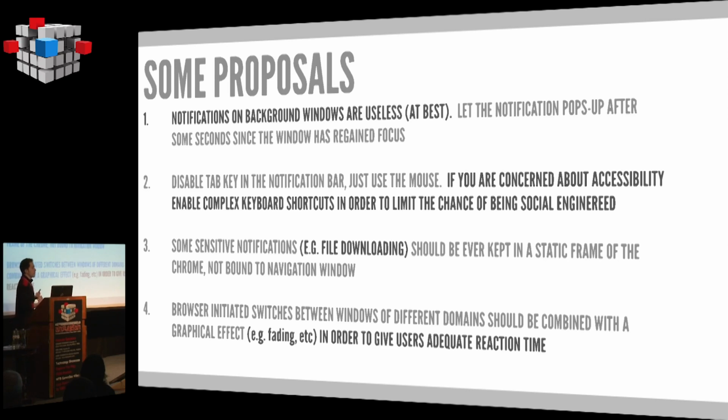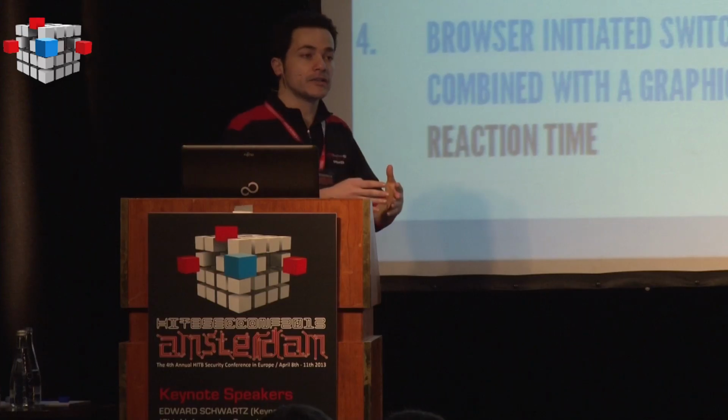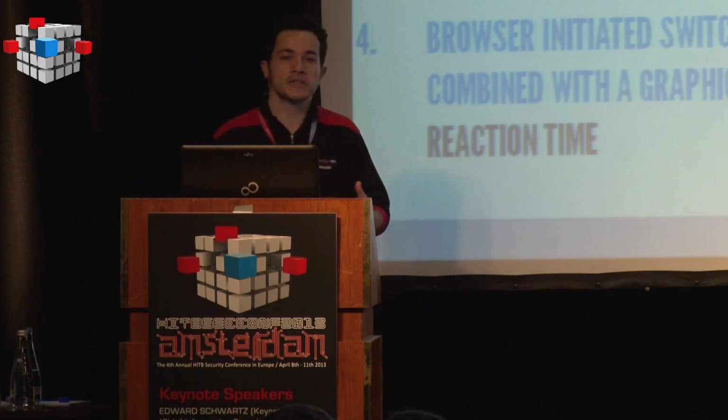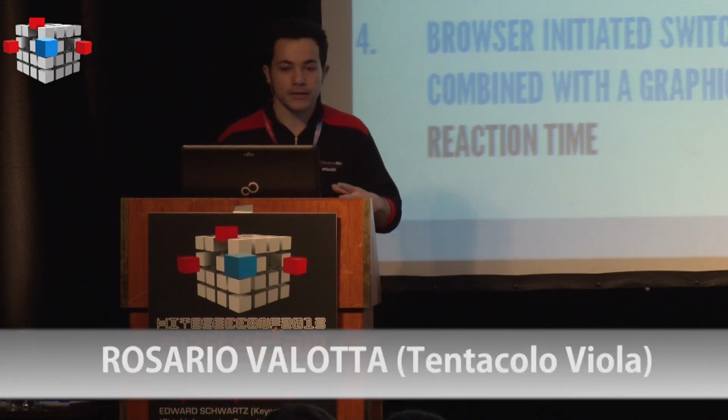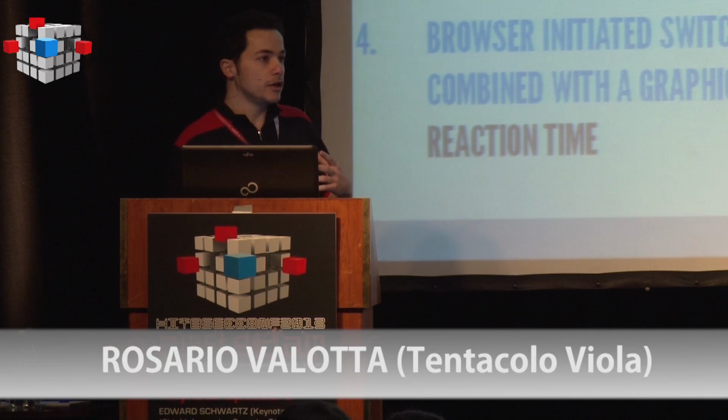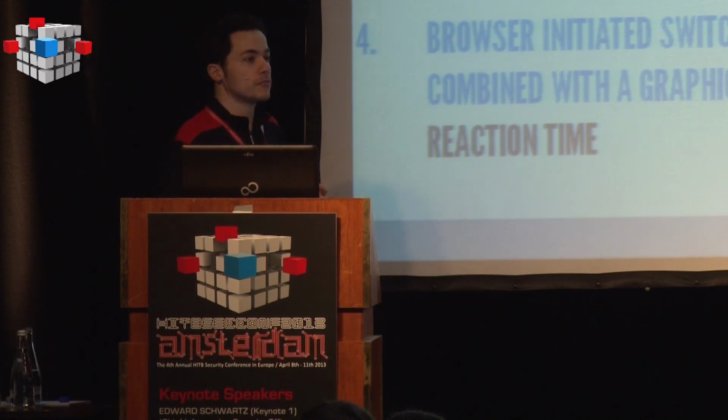The second proposal is disabling tabbing in the notification bar. In my experience, tab is completely unnecessary. Just use the mouse. If you are concerned about accessibility and you want to grant direct keyboard access to the notification bar, you can still enable some complex key combination in order to reduce the chance of being socially engineered.